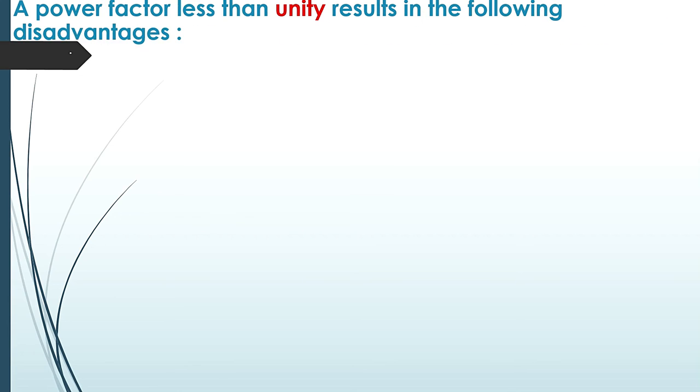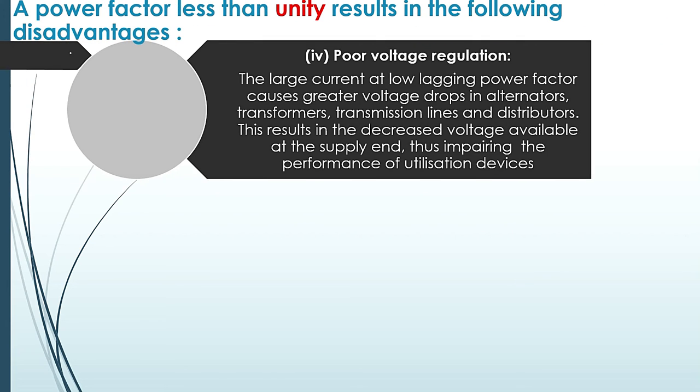Now we go to the fourth point: poor voltage regulation. The large current at low lagging power factor causes greater voltage drops in alternators, transformers, transmission lines, and distributors.